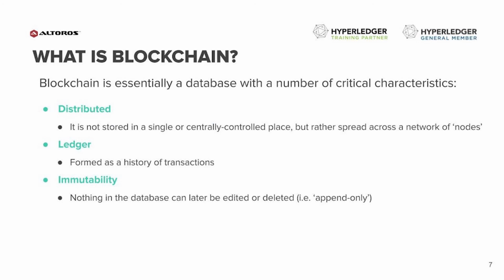And with that, you should hopefully be building a better intuitive sense now of what we mean when we say blockchain. In many ways, we can think of blockchain as really being a type of database. And this database takes the form of a ledger. It's a history of transactions, and it is distributed in a peer-to-peer network.